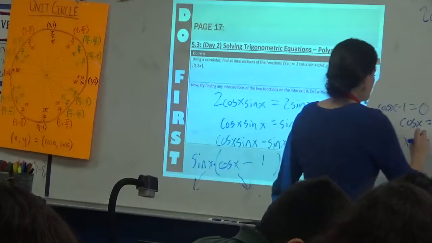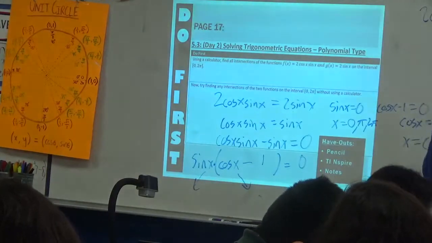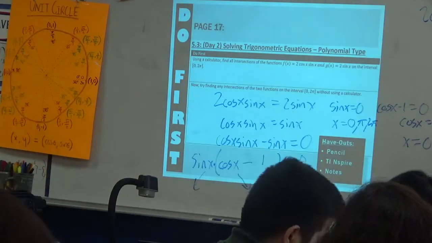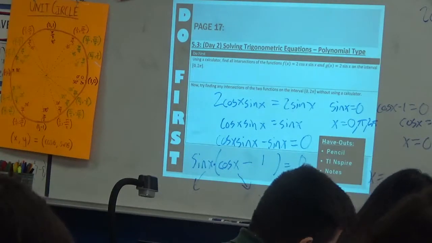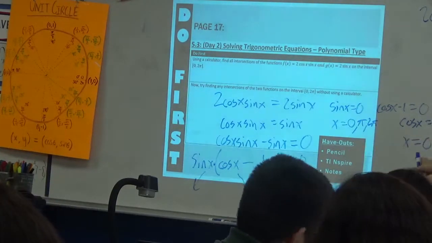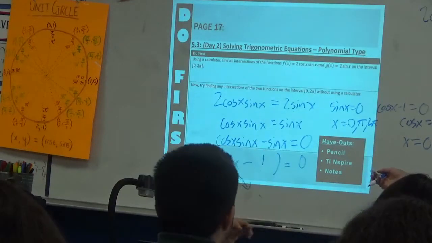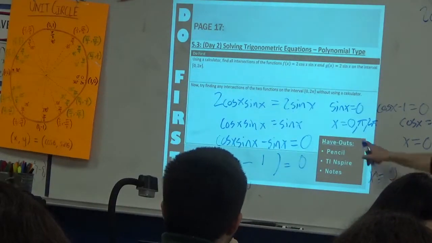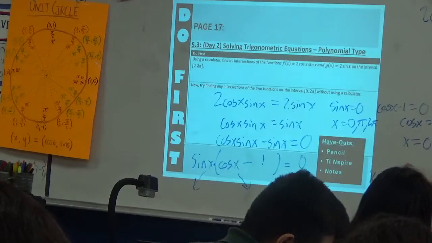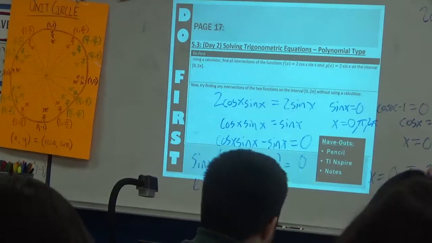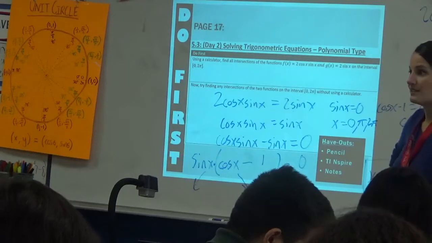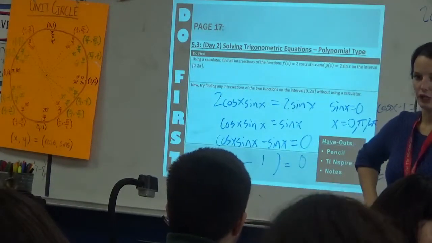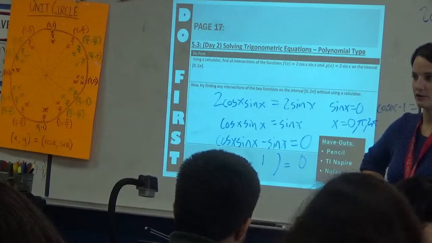0, and 2 pi. So if I were to list all the possible x values putting this together, I don't have to list 0 and 2 pi twice, because they show up in both. But I need to list 0, because that shows up. I need to list pi, because that shows up. And I need to list 2 pi, because that shows up. And I end up with the same spots that we said we got on our calculator, right? 0, pi, and 2 pi.